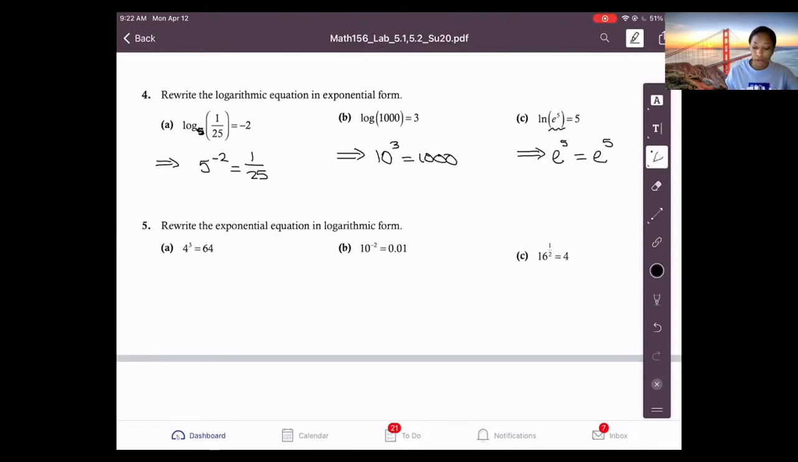Then let's go the other way for problem number 5. We want to write 4 to the 3rd power equals 64 in logarithmic form. The base here is 4, so we would have log base 4 of 64, and it should equal the exponent, 3. Log base 4 of 64 equals 3.